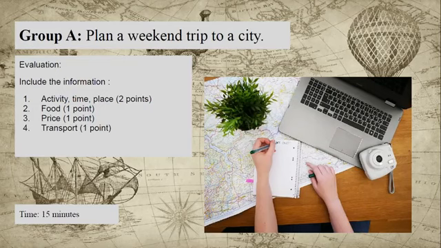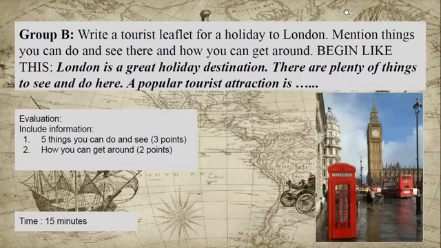Time, 15 minutes. Group B should write a tourist leaflet for a holiday to London. Mention things you can do and see there and how you can get around. They can begin like this. London is a great holiday destination. There are plenty of things to see and do here. A popular tourist attraction is. The evaluation. They should include information such as 5 things you can do and see, 3 points, how you can get around, 2 points. Time, 15 minutes.